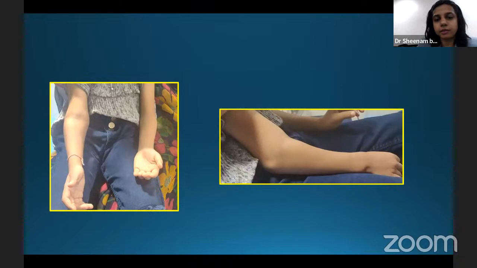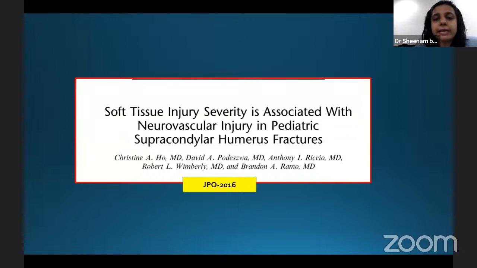There is a paper which says soft tissue injury severity is associated with neurovascular injury in pediatric supracondylar humerus fractures. It was published in JPO 2016. This is the first paper that has discussed soft tissue injury severity and its association with neurovascular injury.